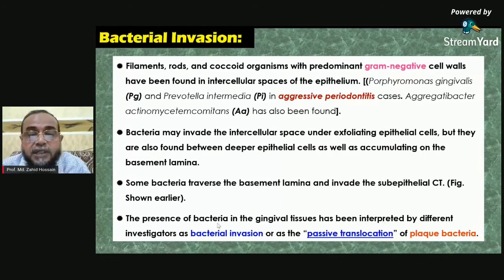So this bacterial invasion: when bacteria enter the basement lamina or the connective tissue of the periodontium, researchers call it bacterial invasion or passive translocation of plaque bacteria. Plaque bacteria usually should be along the gingival margin, but when you find the bacteria inside the tissue, it is passive translocation of plaque bacteria. Remember, this is a very important term to know. What is passive translocation? It means bacteria entered the deeper layer of the tissue. It means they cross even the basement lamina of the epithelium and enter the connective tissue.